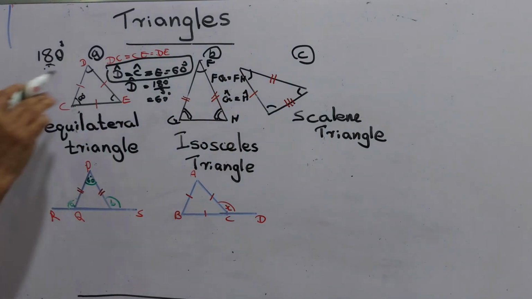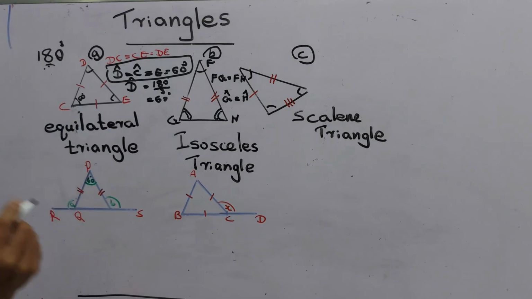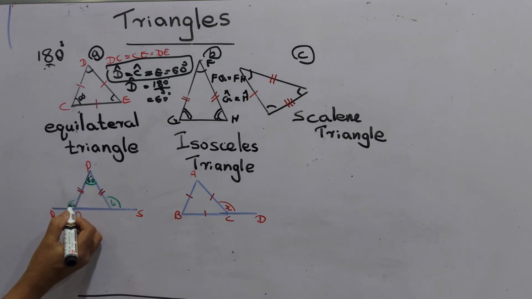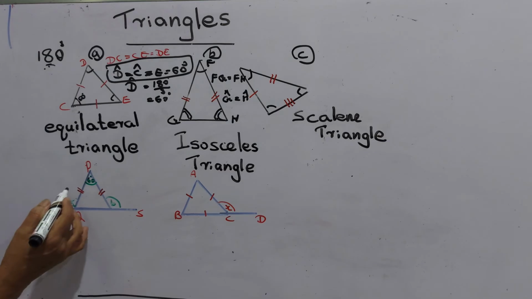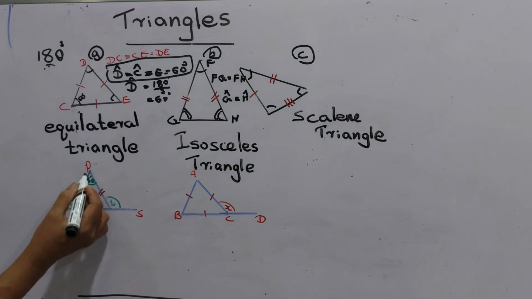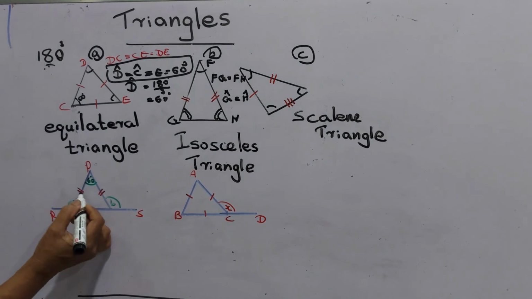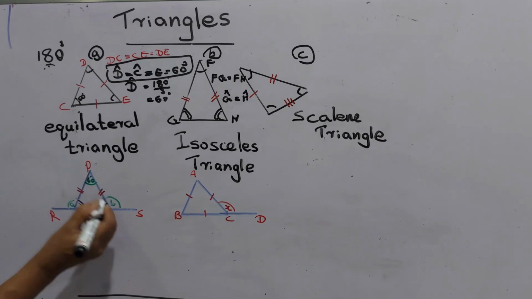Then we can use this theorem when we are going to find an unknown angle. Look at here. Here we have to find the value of angle A and angle B. We can find it using what we learned earlier. When you see this at once, it's an isosceles triangle because these two sides are equal. Then we can say these two angles are also equal.